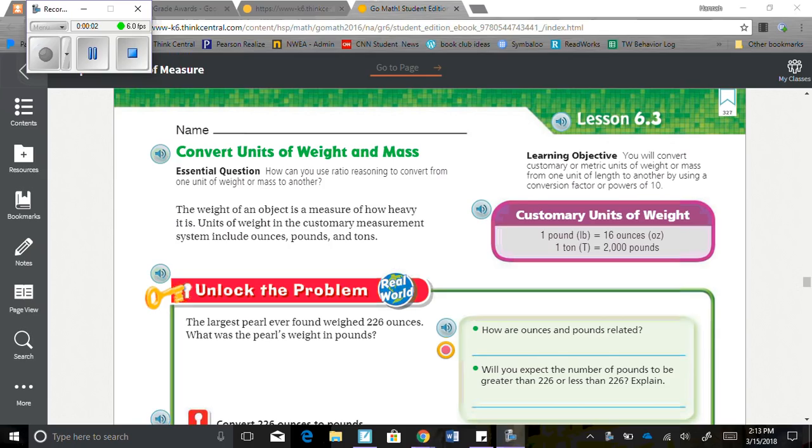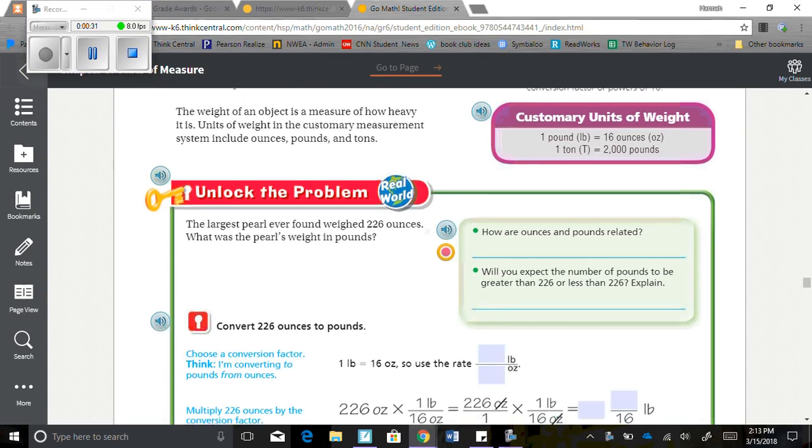Chapter 6, Lesson 3, our objective is to convert units of weight and mass. That means you will convert customary or metric units of weight or mass from one unit to another by using a conversion factor or powers of 10. Same thing we've been doing, but now with weight and mass. How can you use ratio reasoning to convert from one unit of weight or mass to another?